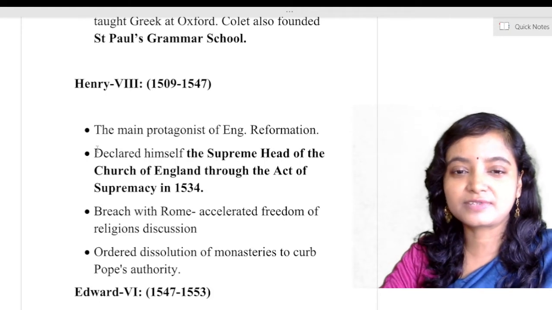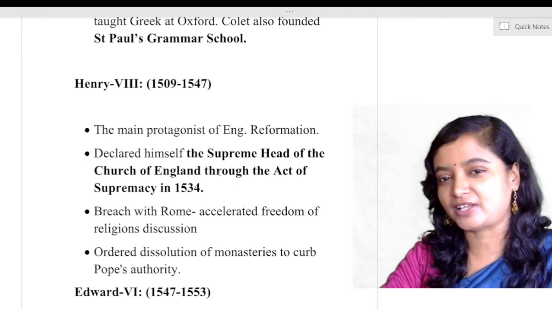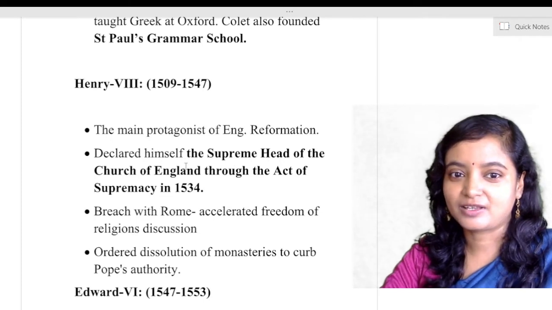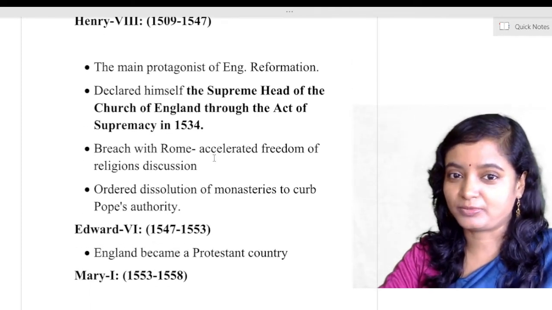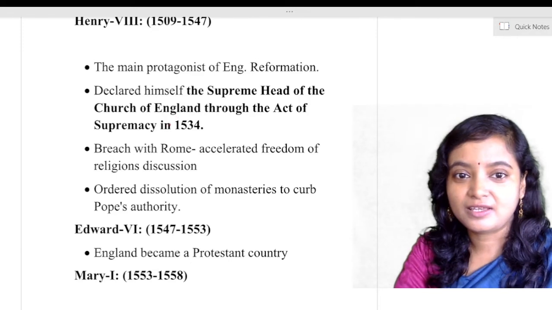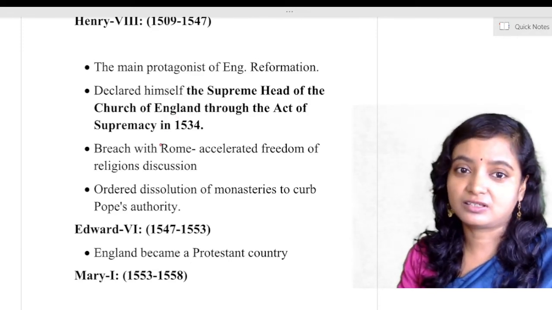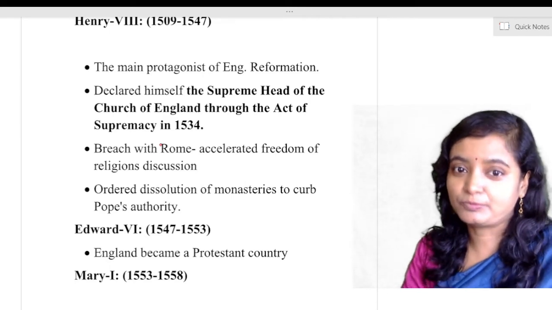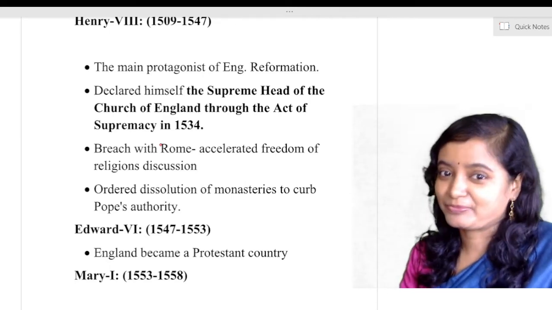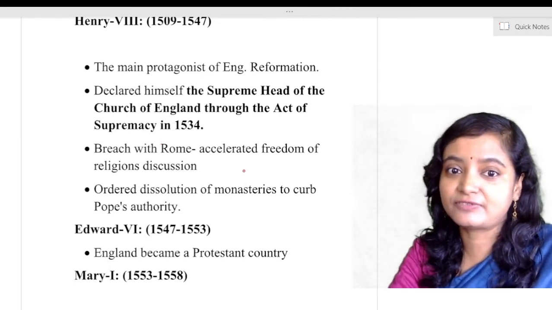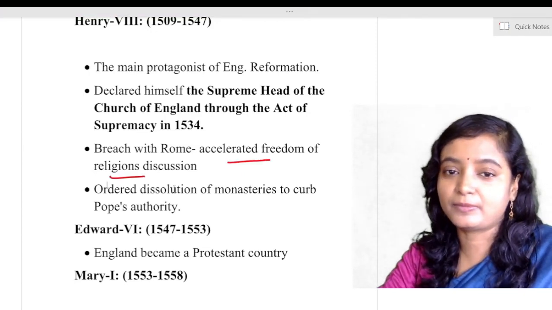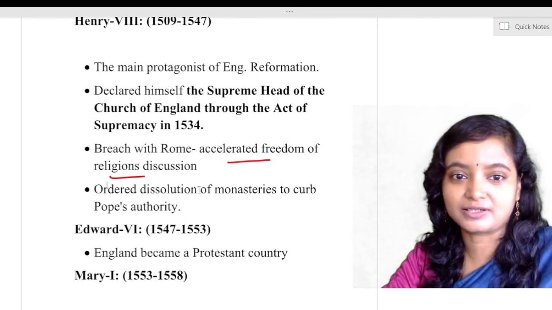He declared himself the supreme head of the Church of England through the Act of Supremacy in 1534. He breached with Rome. Actually, what he did, he said, I am now free, I don't want Rome to poke its nose in my matter. So this breach accelerated the freedom of religious discussion in England. He ordered the dissolution of monasteries to curb the Pope's authority.